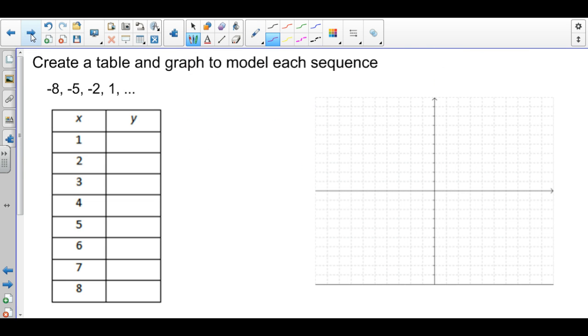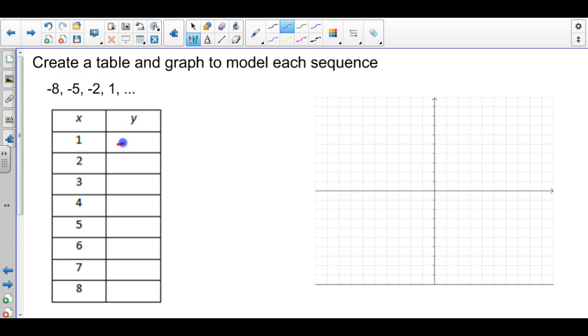And then the last ones that I have. I'm going to do 2 of these, so we're going to create a table and graph to model each of these sequences. Again, I have 1 arithmetic and 1 geometric. And the point of doing this is to really nail down that relationship that arithmetic sequences are linear and geometric sequences are exponential. So what I'm going to do is start filling in this table of values, and we will keep the sequence going until we have 8 terms.